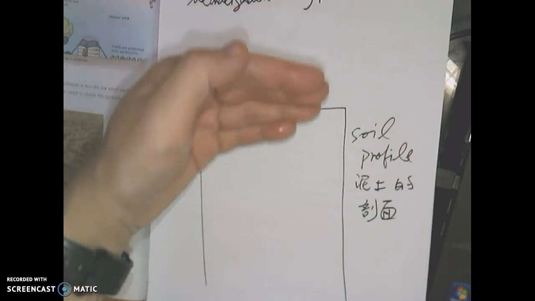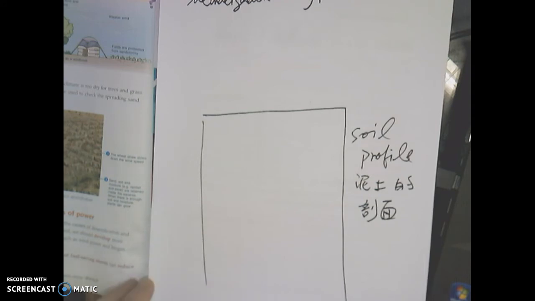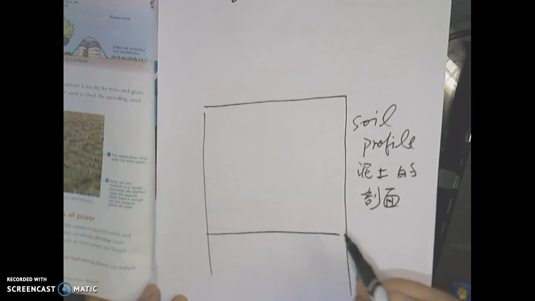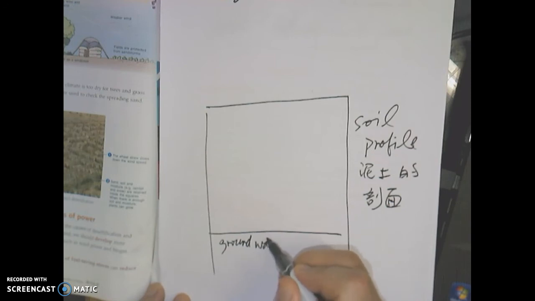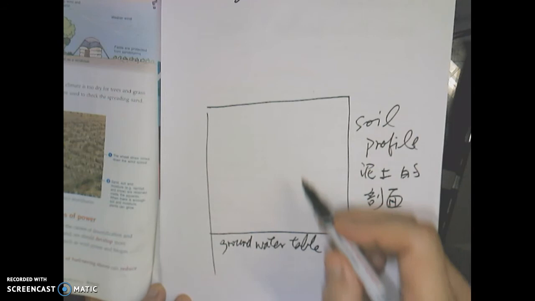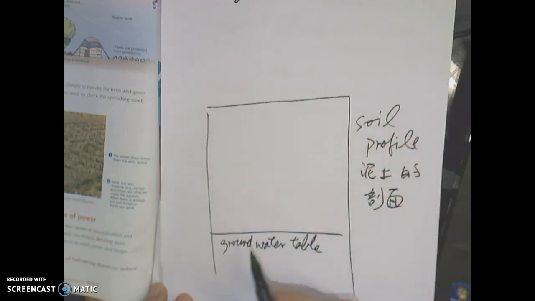Supposing you have a knife to cut the soil, and then you can look at the cross section of the soil. Now, in the normal situation, because the place is very dry, the groundwater level will be here. The groundwater table is quite far from the top of the soil. So no matter how hot or how dry the place is, the groundwater table will not have any change.